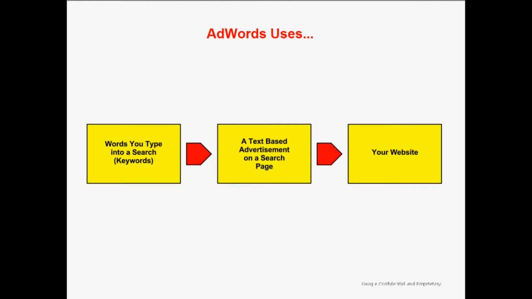So before we dive into the nitty-gritty of the AdWords platform, I want to set you with a foundation. The user, you, anyone you know, goes to the Google search engine and they type in words or phrases that are associated with what they're trying to look for on the internet. Those are the keywords. From there, they find a text-based advertisement on the search page, and if that advertisement appeals to them, they click on it and it brings them to your website.